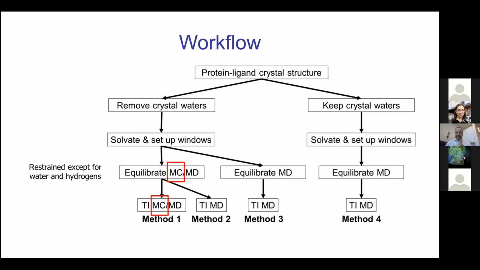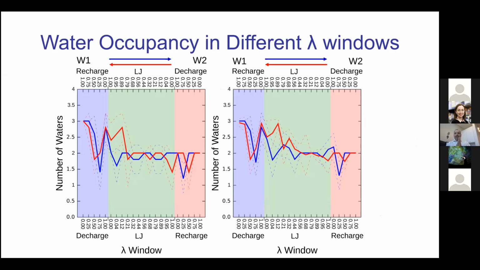The take home, or what we want to remember from this slide: methods 1 and 2 are MCMD, method 3 and 4 are only MD. And this leads us to the point of this method, because if we are converting in different lambda windows, the windows are of course independent, and we want to place the water molecules, but we don't know how many to place.